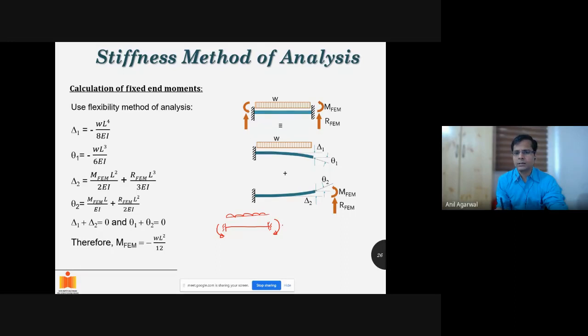there will be end moments acting like this, and these moment values will be, if the distributed load is W and length is L, then this moment will be WL squared divided by 12. Right? This we had discussed before, and that's what we will use. If it is a concentrated load of P, then the moments will again be in the same direction, and they will be equal to PL divided by 8. Correct?